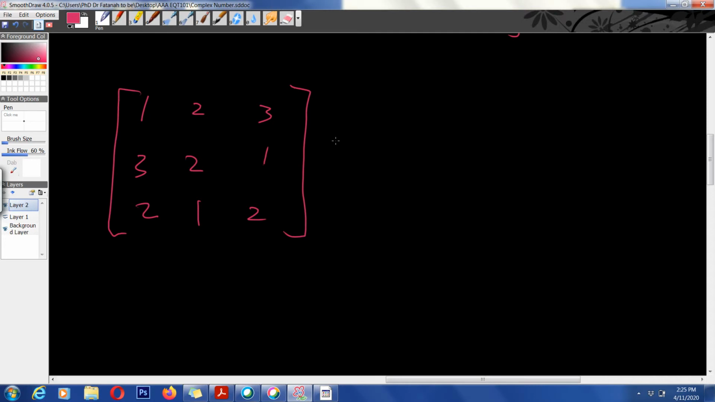So for example, we have the matrix 1, 2, 3; 3, 2, 1; 2, 1, 2. We transpose it, we change the position. When we transpose this matrix, the rows become the columns and the columns become the rows. So 1, 3, 2. We take this row as a column. This is column to row. So 2, 2, 1, and 3, 1, 2.